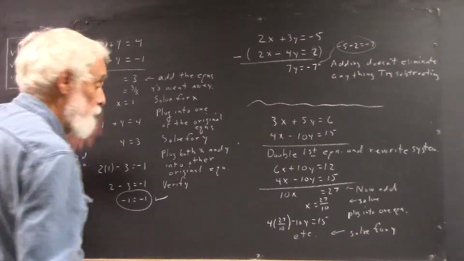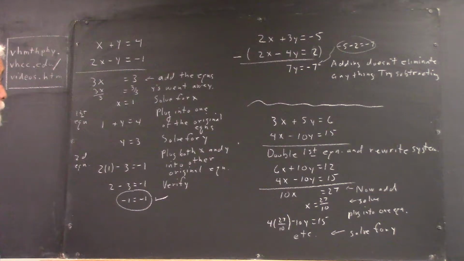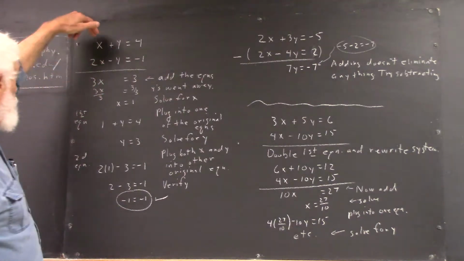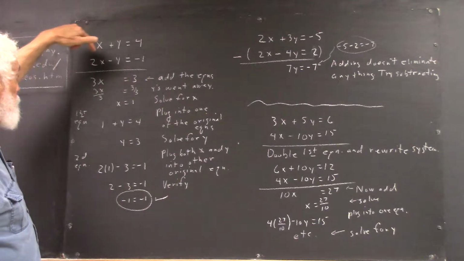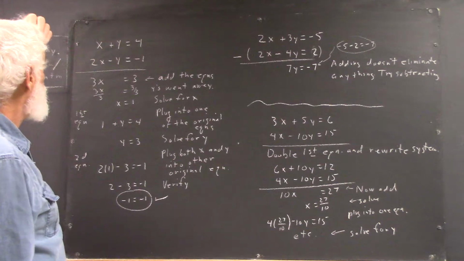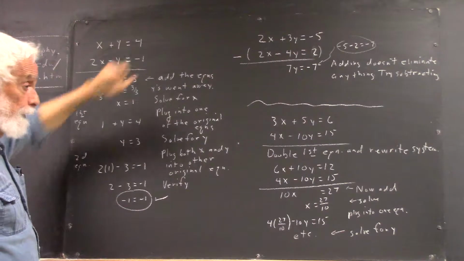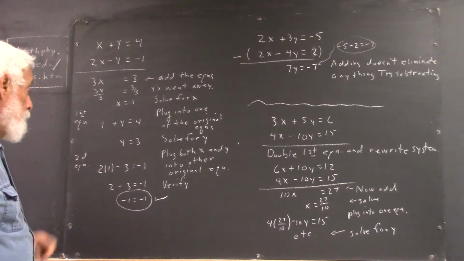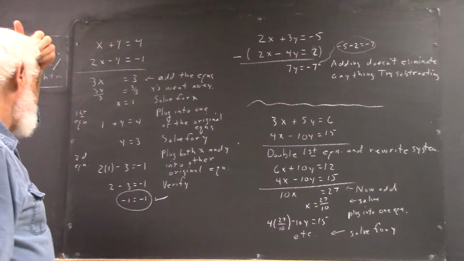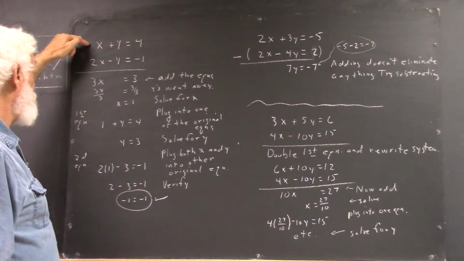Looking at a couple of systems of simultaneous linear equations. Okay, so we have the equations x plus y equals 4, 2x minus y equals -1, and we want to find values of x and y that solve both equations at the same time. Now it's going to turn out that our solution is x equals 1, y equals 3.